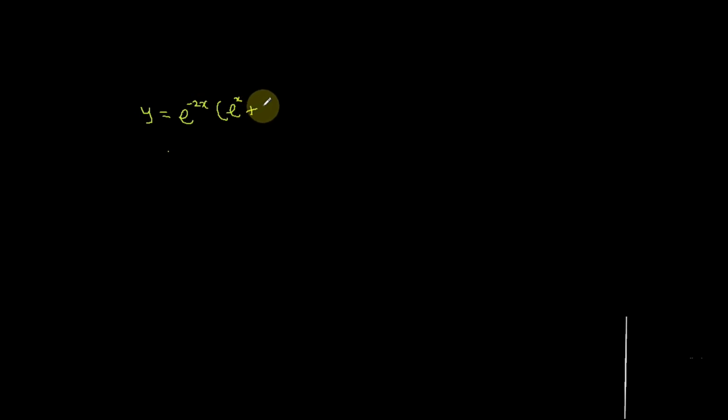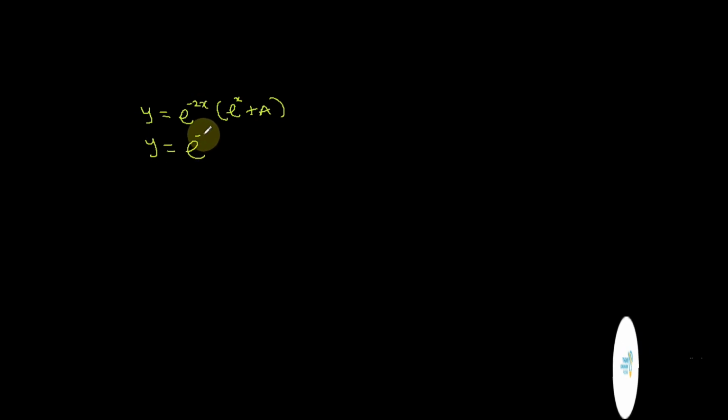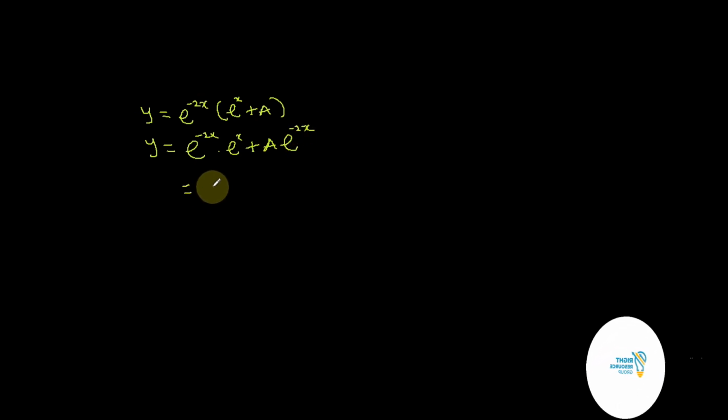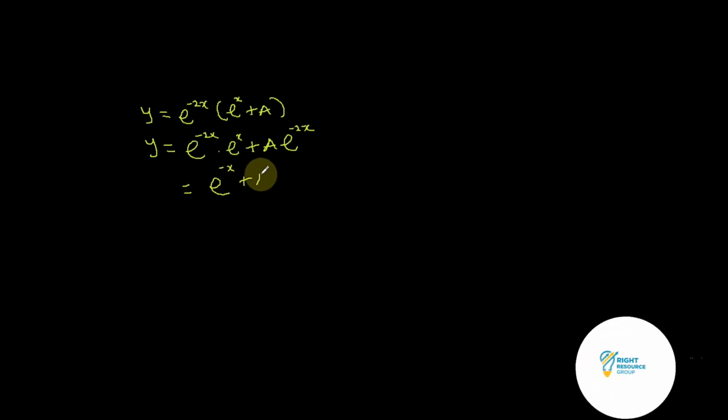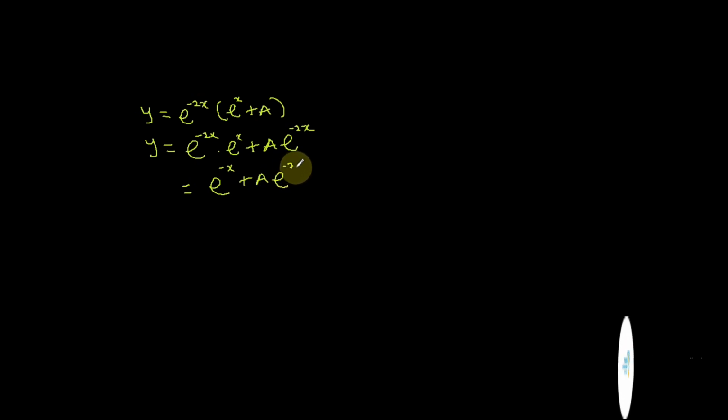So let's solve it further. We had our y giving us exponential minus 2x into exponential x plus a. Okay, when we open our brackets, it will be exponential minus 2x dot exponential x plus a exponential minus 2x, and this will be giving us exponential minus x plus a exponential minus 2x.